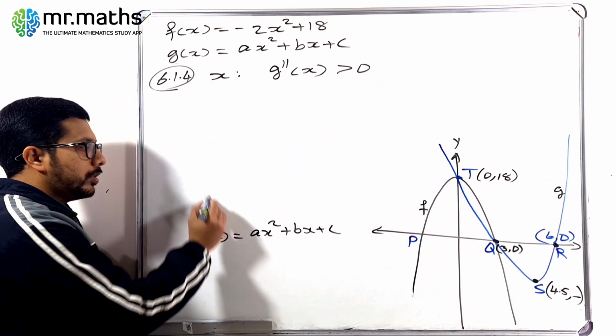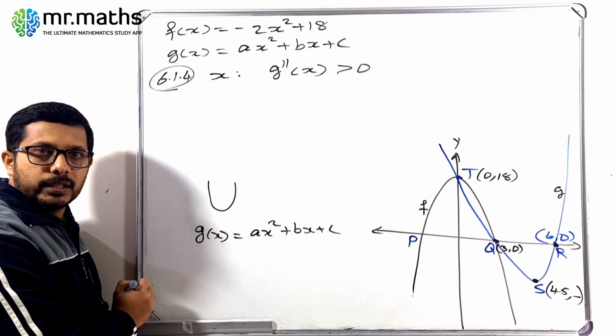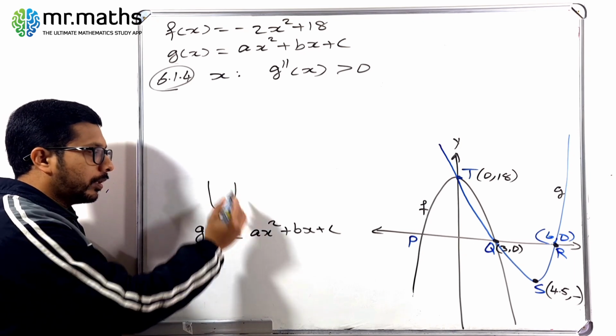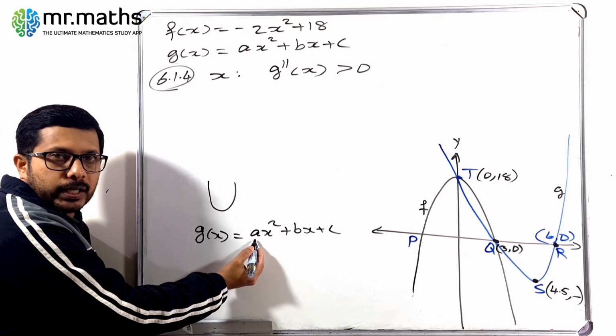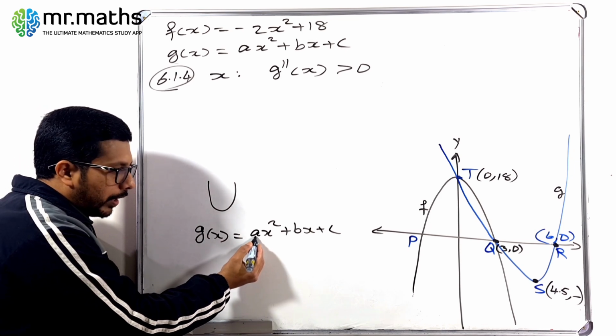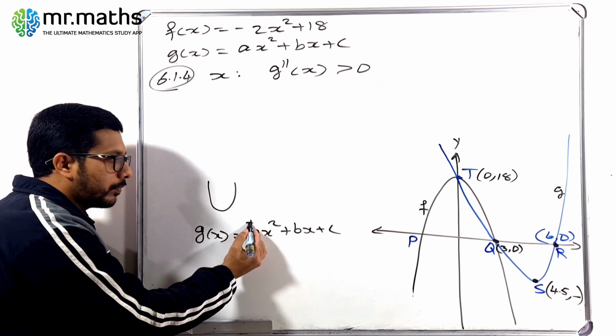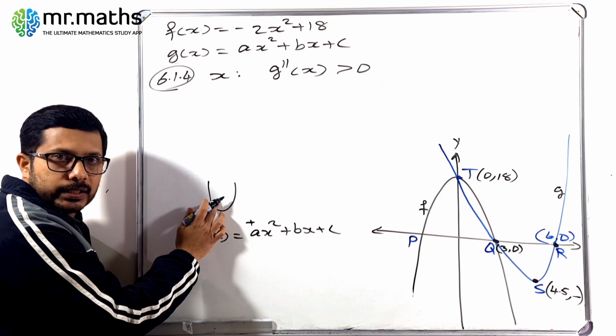The shape of this g of x graph is given like this. What is the meaning of that? It means that the value of a is positive. Am I right? Okay, so the value of a is positive. That is why the shape of the graph is like this.